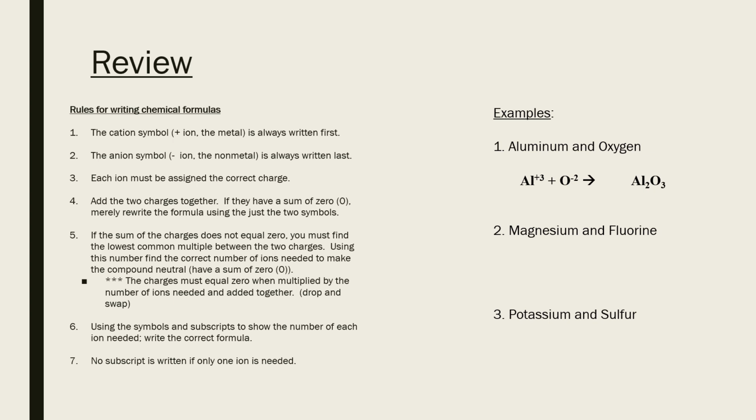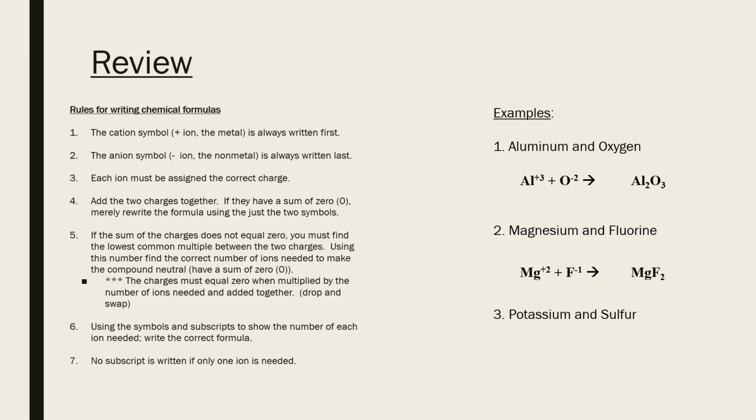Number 2, magnesium and fluorine. Magnesium's charge is +2 and fluorine's charge is -1. So again, if you add these two charges together as they are, you get +1, so it doesn't cancel out to 0. So drop and swap. Remember, when I drop the charges and I swap the numbers, I'm swapping down to the subscripts. So Mg has 1 and F has 2. So I need 2 Fs for every 1 Mg to have a neutral compound.